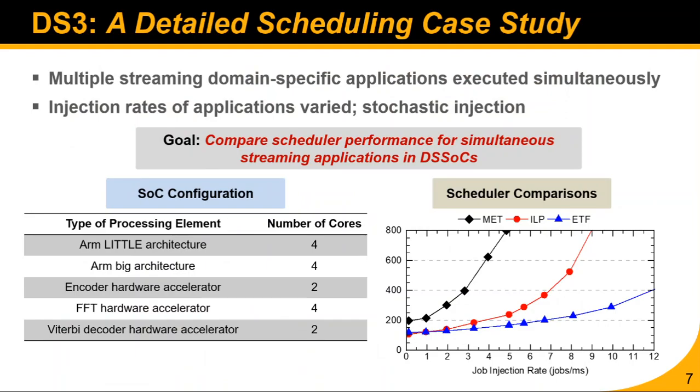DS3 enables comparing performances of schedulers for streaming domain applications under a target SoC. In this case study, the heterogeneous SoC under consideration consists of 16 general-purpose cores and hardware accelerators, as shown in the table on the left. In addition, a wide range of workload scenarios with domain-specific applications are considered by sweeping the application injection rate. As seen in the figure on the right, scheduling algorithms exhibit different trends of average execution time. Thus, DS3 helps the user to determine the scheduling algorithm that is most suitable for a given SoC architecture and set of workload scenarios.